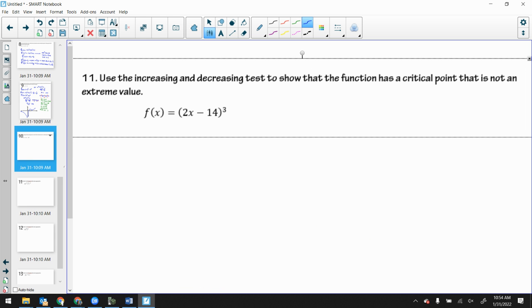For number 11 there, it says use the increase-decrease test to show that the function has a critical point that is not an extreme value. Okay, to find the critical point, I would need to find the derivative of that, right? All right, so f prime of x. Anybody know what I have to use? Chain rule. 3 times this thing squared times the derivative of this thing. What's the derivative of the inside? 2.